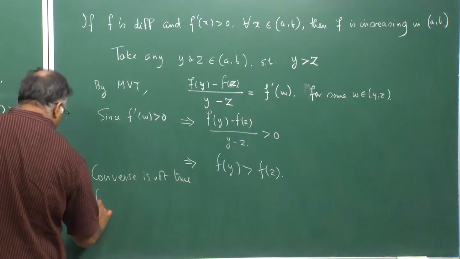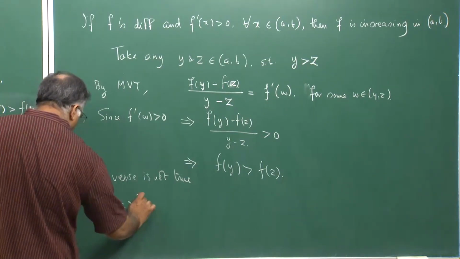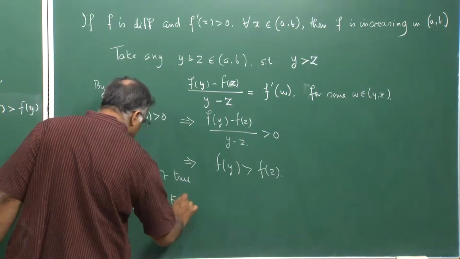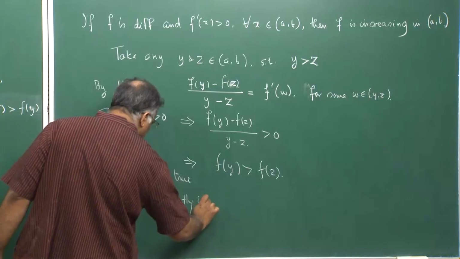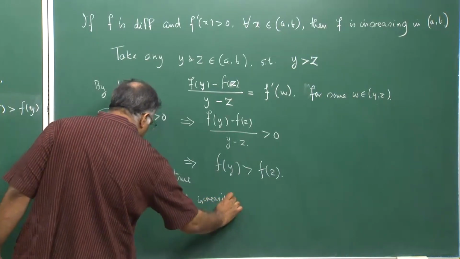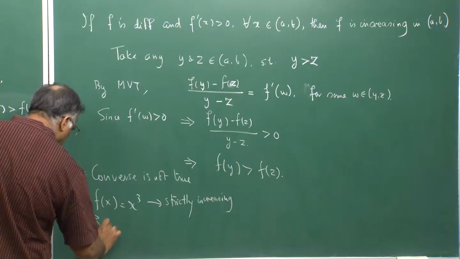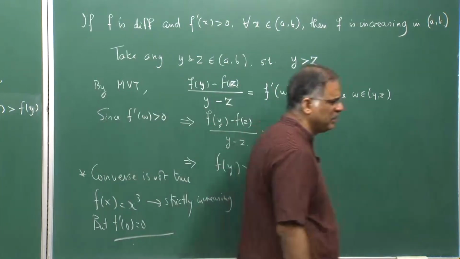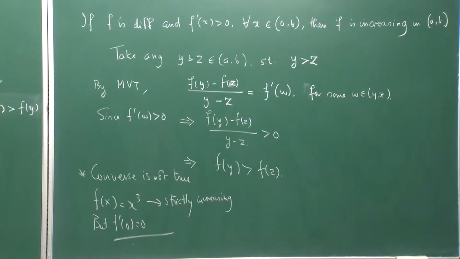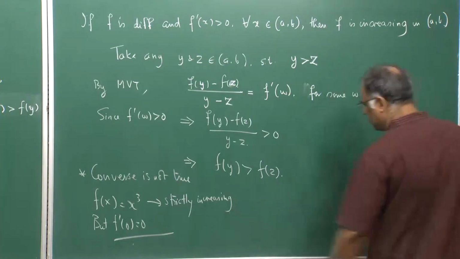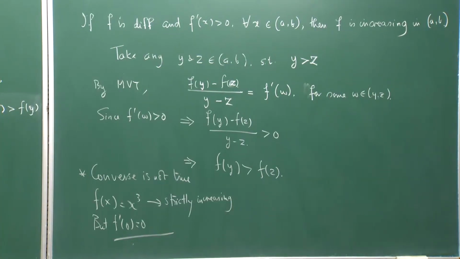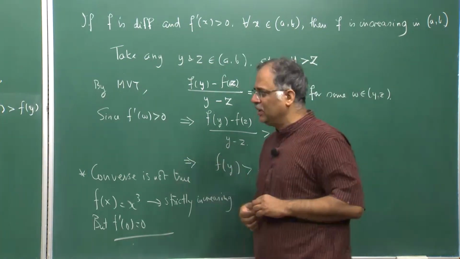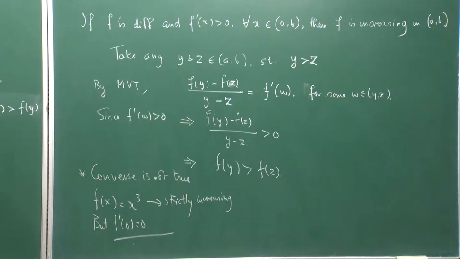Example is right there on the board, the x cube function. So, f(x) equal to x cube is strictly increasing, but f dash 0 is 0. It is a very prototype and standard example in calculus. So, the reverse is not true. You cannot have any necessary condition here, but you have a sufficient condition. But you will take, for example, this kind of stuff.